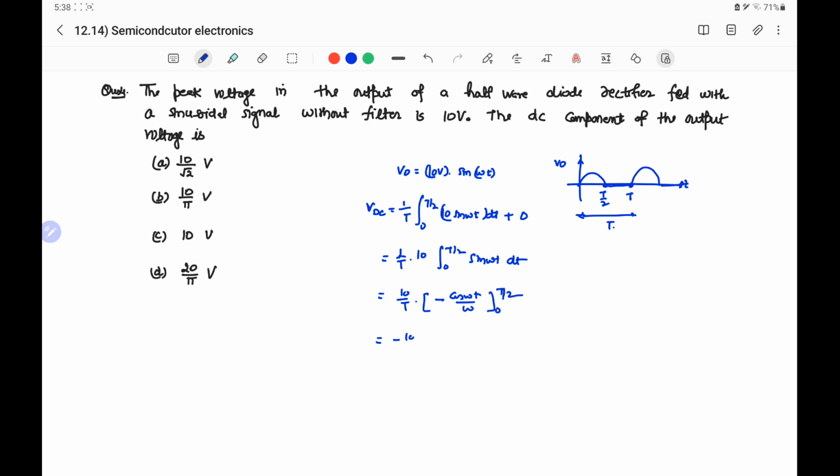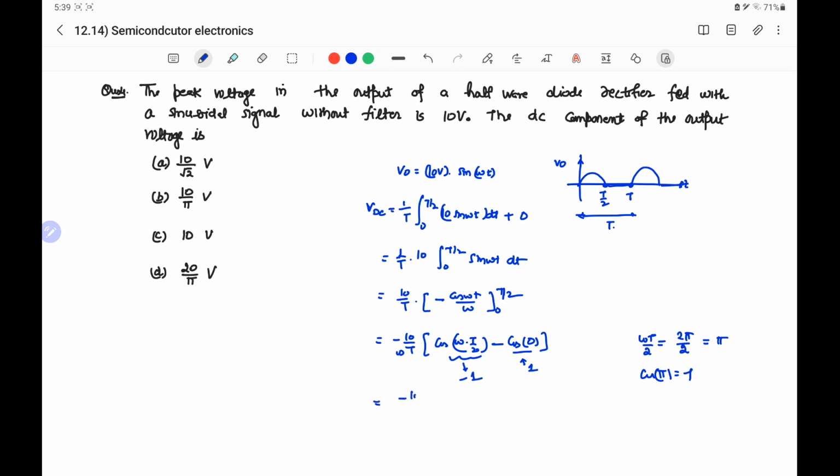So it will be minus 10 by T. First the upper limit, it is cos omega into T by 2, then minus cos, and omega is also taken out, and then for 0, it will be cos 0. Cos 0 is 1, and for cos omega T by 2, omega T by 2 will be equal to 2 pi by 2, because omega T is 2 pi, and it will be simply pi, and cos pi will be equal to minus 1. Hence, this value will be minus 1.